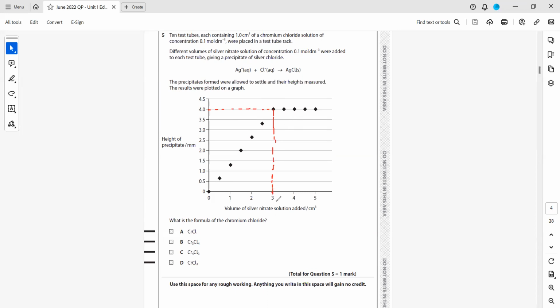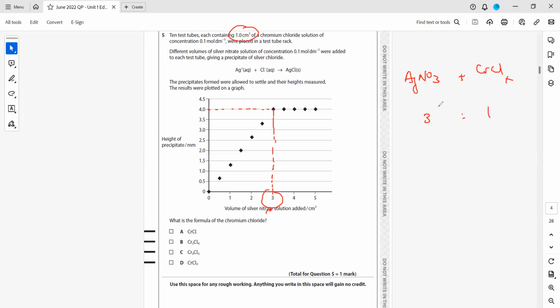At this point, when we add 3, this is the height of the precipitate. After 3, the height is not changing. So the chromium chloride is reacting. We don't know which chloride, but what actually happened is that 1 cm³ is reacting with 3 cm³. So the ratio between the silver nitrate and the chromium chloride is 3:1. Like 3 molecules, as you can see, the concentration is the same. So when the concentration is the same, the volume ratio equals the mole ratio.